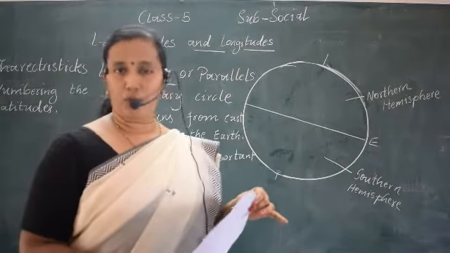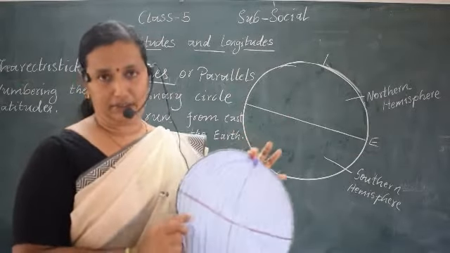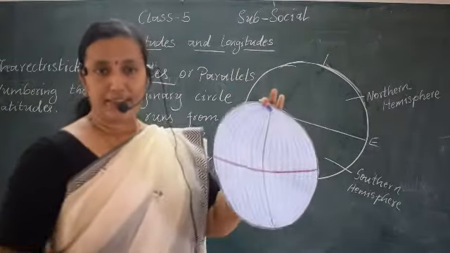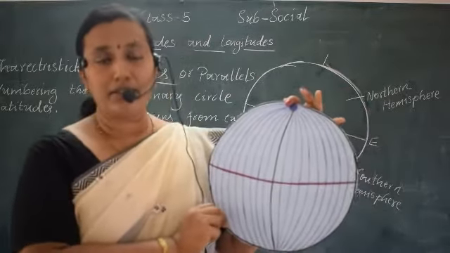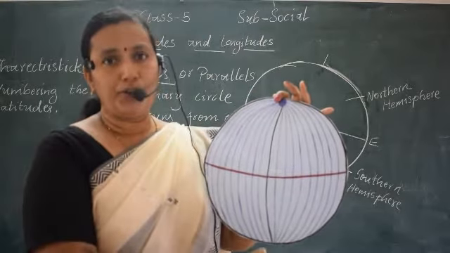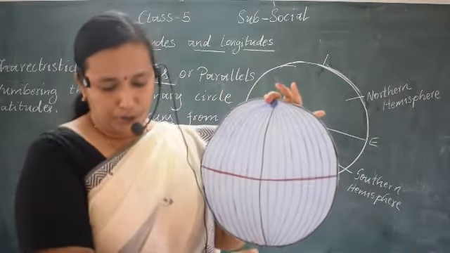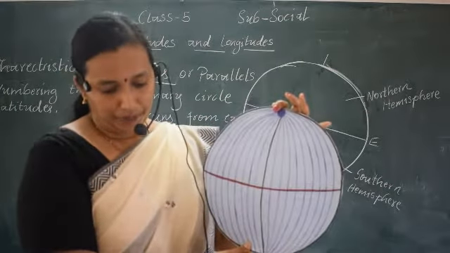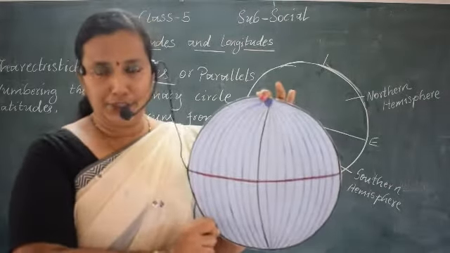Longitudes are imaginary lines. This is the picture of longitude. They are imaginary lines which run from north to south. Okay children, hope you understood. This is the picture of longitudes.